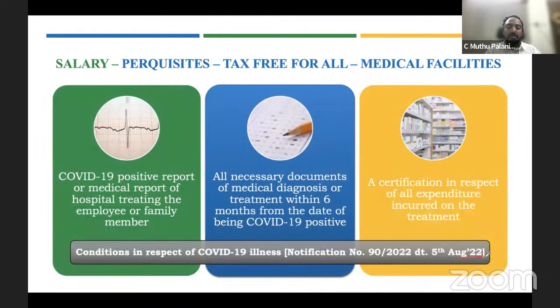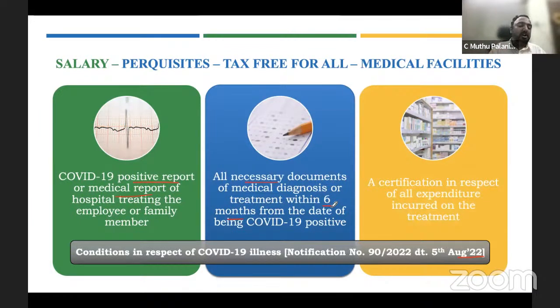And in August 2022, they gave conditions for COVID-19. This is also something new for you. For COVID-19, you have to submit your COVID-positive report or the medical report from the hospital that is treating you. Either a positive report, that is the COVID test, or a medical report. I need to give all the necessary documents from the treatment conducted by the hospital within 6 months from the date of treatment. Which means if I have COVID today, I should have been treated within 6 months. Only that period's treatment is considered. Please remember, it is not any time. From the COVID illness, within 6 months, I should have been treated.